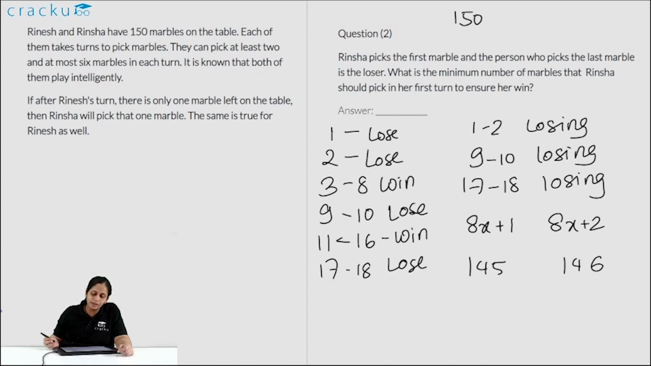Of this, what is the minimum number of marbles that she should pick? In this case, she should pick 5 marbles. In this case, she should pick 4 marbles. So the minimum number of marbles that she should pick to ensure her win is 4 marbles. So the answer over here is 4.